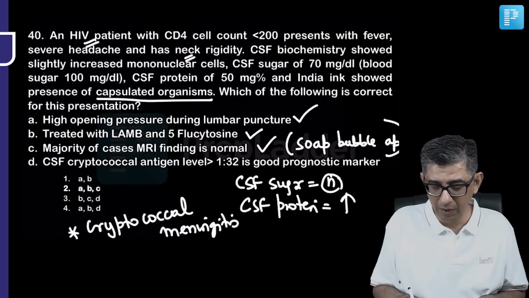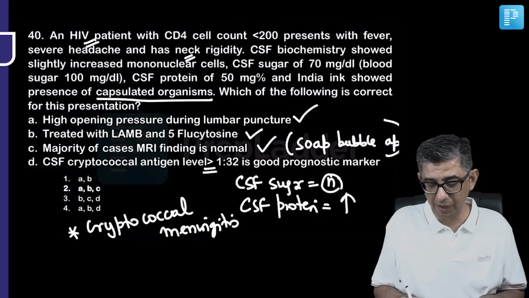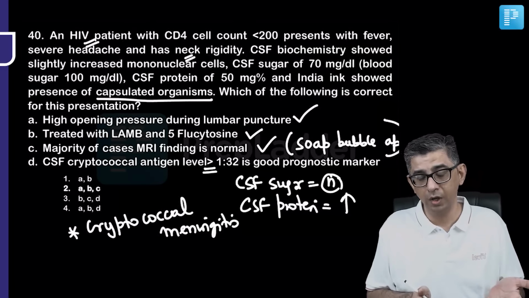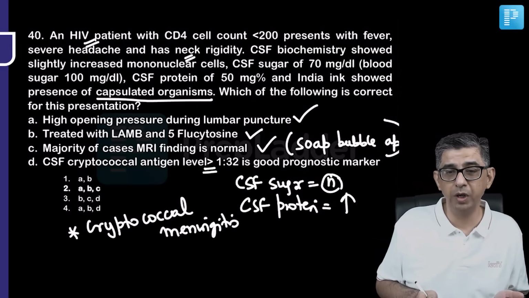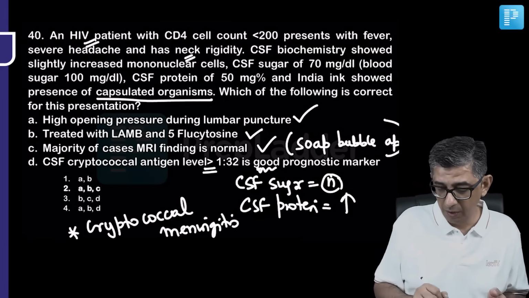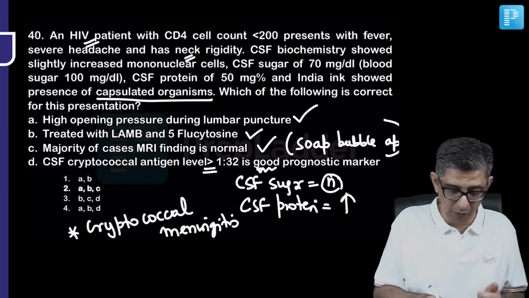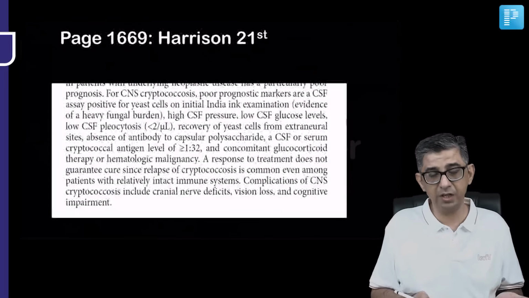So I'll just go by bluffing an answer here: if the titer of the antigen is given to be more, then it would be a poor prognostic marker. The correct answer for this one would be A, B, and C, and I'll just show you the textbook reference also.